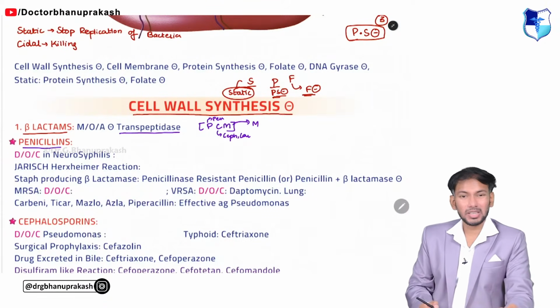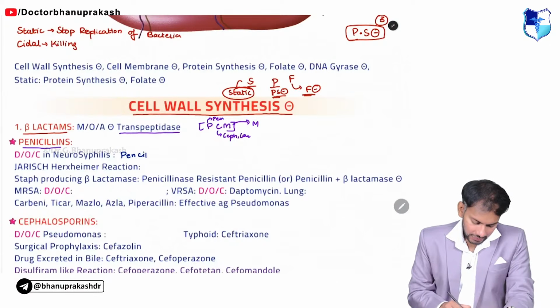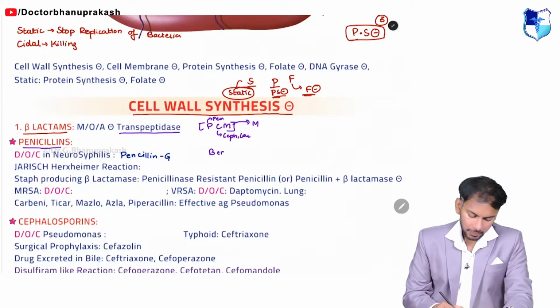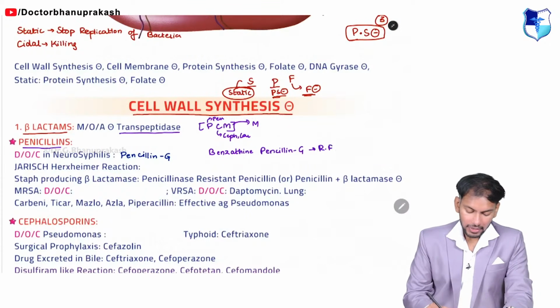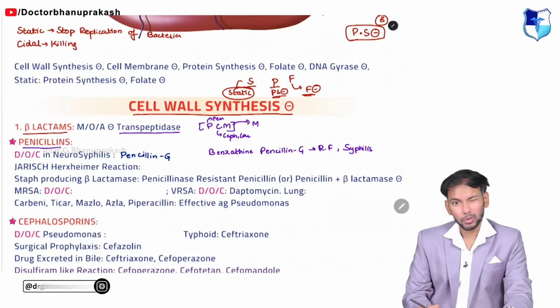What is the drug of choice in neurosyphilis? It is penicillin G. This is the aqueous form. Now, if you remember benzathine penicillin G, it is used in rheumatic fever prophylaxis as well as syphilis treatment. These are two important things that you need to know about penicillins.